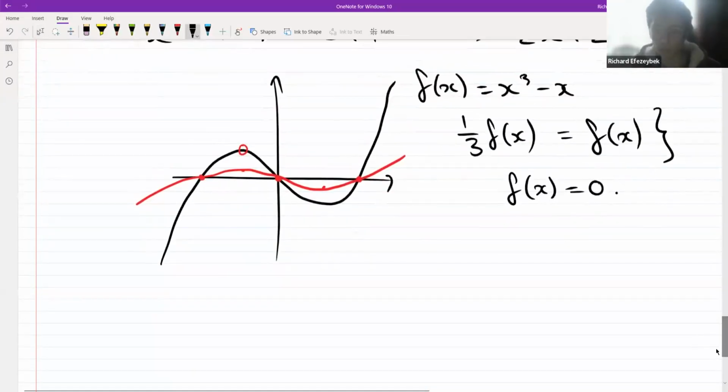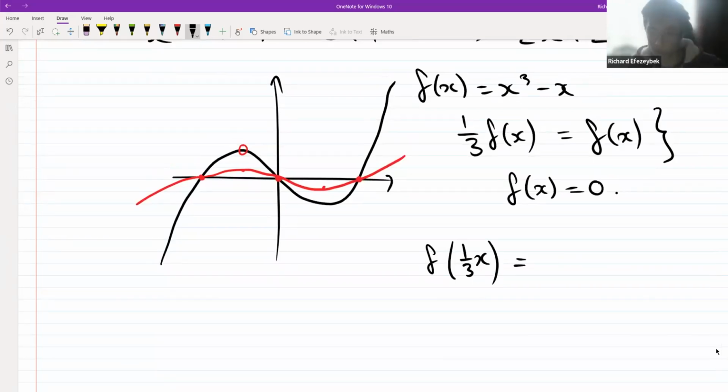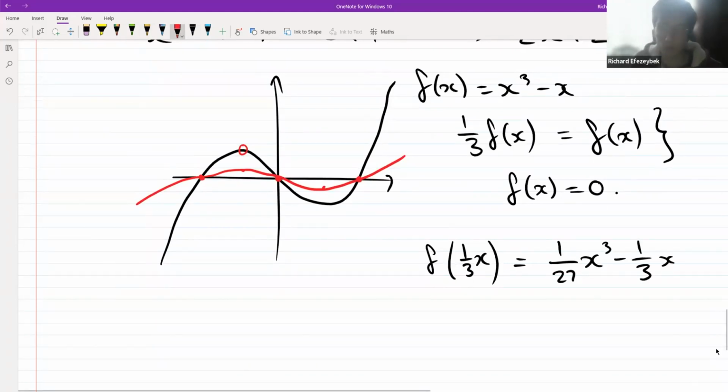We can do the other stretch as well. So f of 1/3 x. Go ahead and take every instance of x and replace it with 1/3 x, which gives 1/27 x cubed minus a third x. I'll do this one in green. So this time we're looking at a stretch in the x direction with scale factor 3, which is the reciprocal of 1/3. Okay, and we can look at how the equations compare.